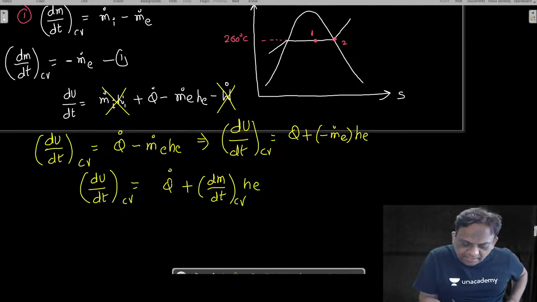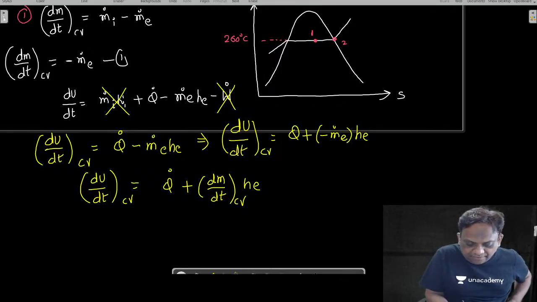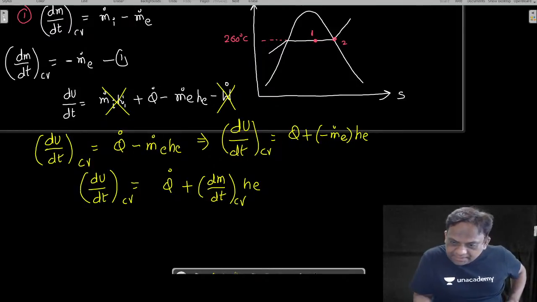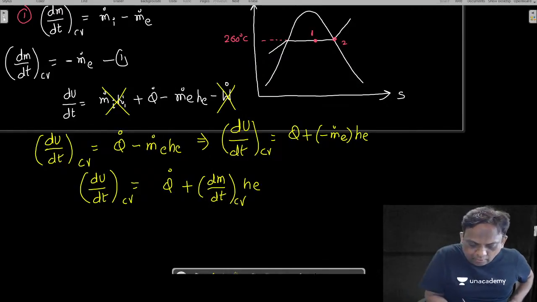I repeat, my dear students. Q dot is heat transfer per unit time. Time निकल गया. So you are left with du. You integrate with time, ये निकल जाएगा. तो क्या होगा? It will be du in the control volume.